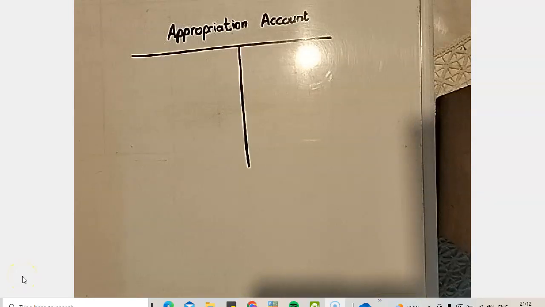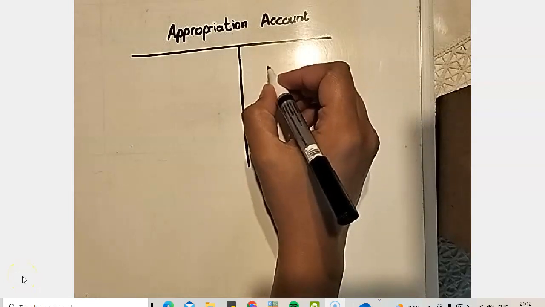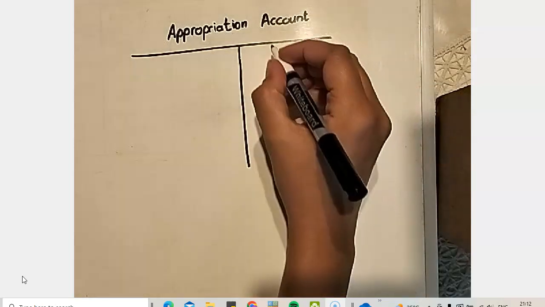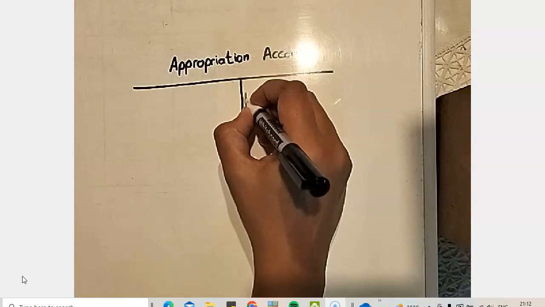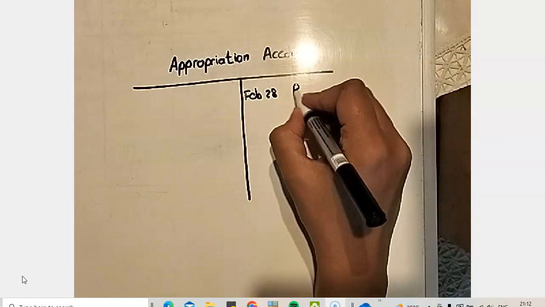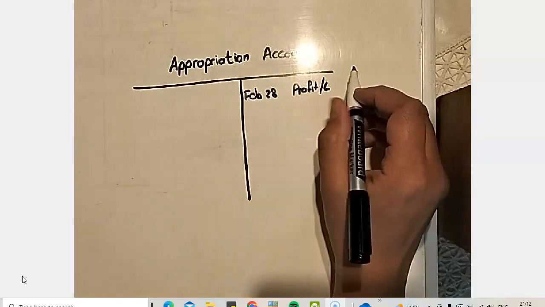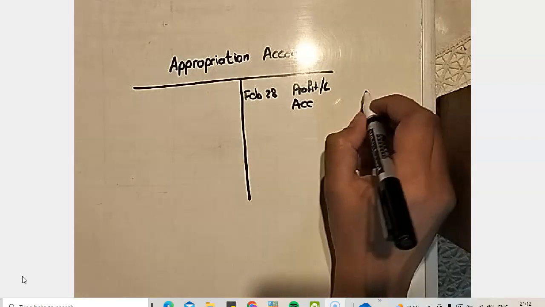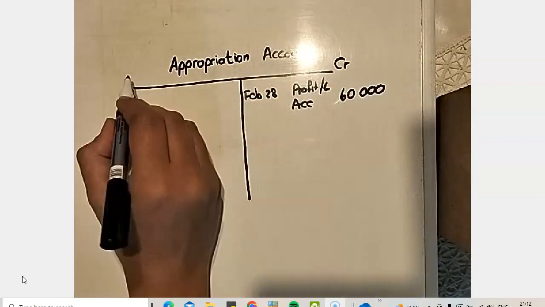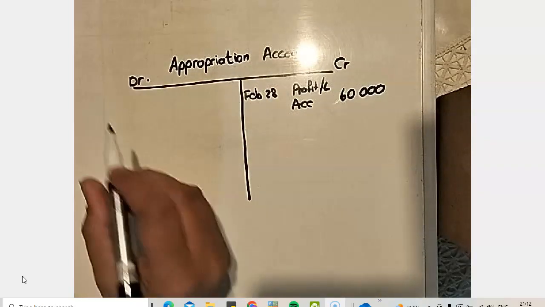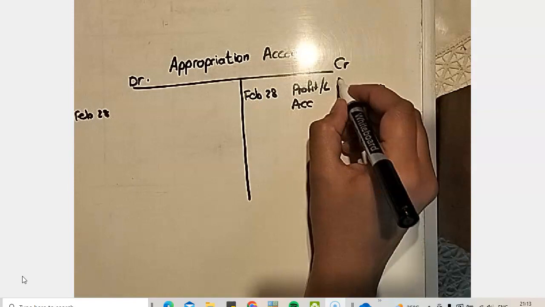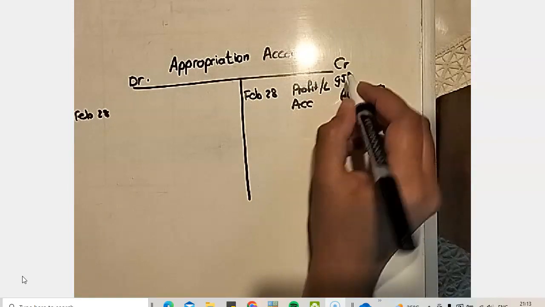Okay, if we look at the appropriation account, the profit and loss amount, because it was on the debit side in your profit and loss account, will move to the credit side in your appropriation account. So you're going to write Feb 28. You're going to write profit and loss account. And you're going to write your balance that you calculated. That would be 60,000 on the credit side. So on the debit side, you will have the following. Also Feb 28. Remember your profit and loss, just to go back, is from the general journal.